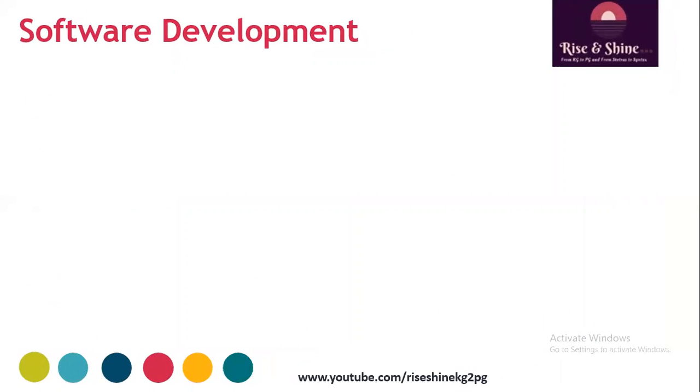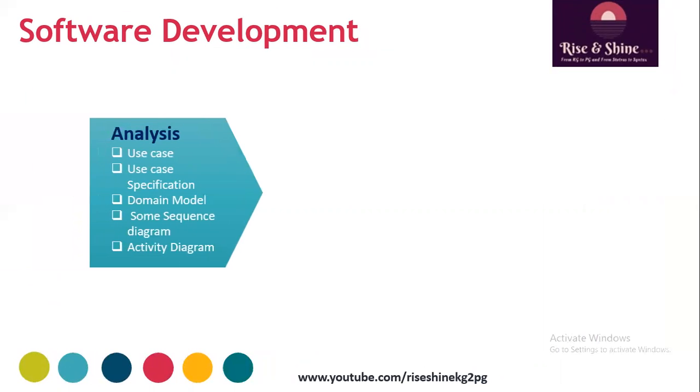So all of you know the software development life cycle. The very first phase is analysis, where we are creating the use cases, use case specifications, a domain model, some sequence diagrams and some activity diagrams. That is, we are finding out the what things in a software. We are concentrating on what rather than how.